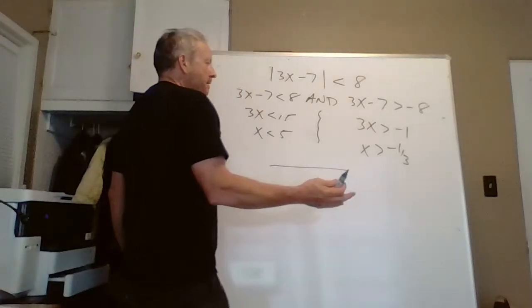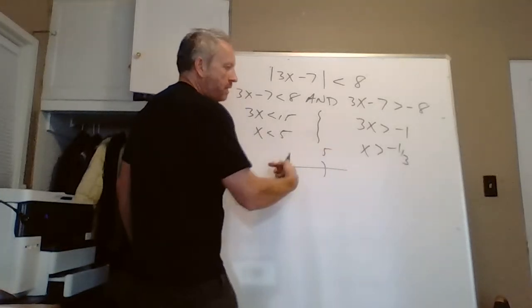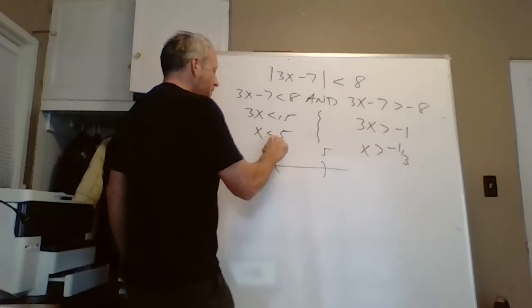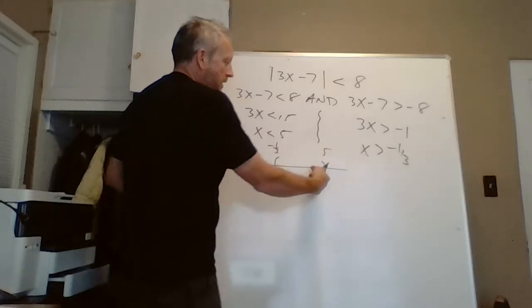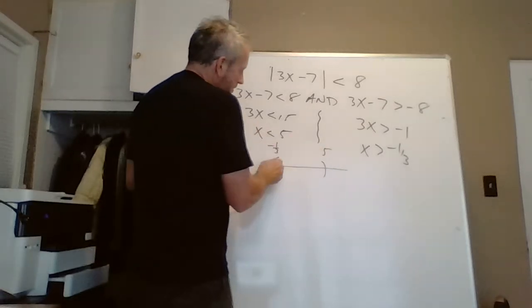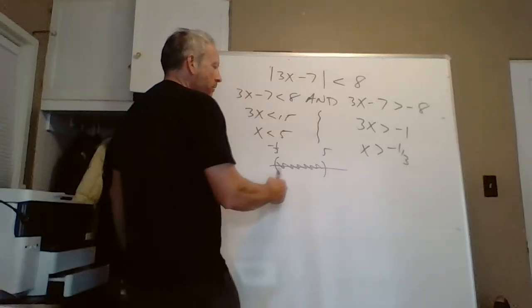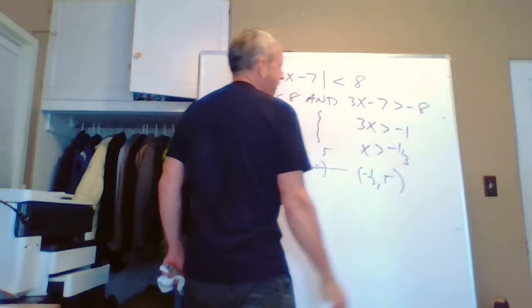So on a number line, what are the numbers which are less than 5? We'll say here's 5, and it's got to be the numbers going off this way. And of course, what numbers are also greater than negative 1/3? You'd have to be to the right of this number. So if you have to be to the left of this number and the right of this number, you'd have to be contained in that interval. And the way to write this in interval notation is negative 1/3, comma 5.